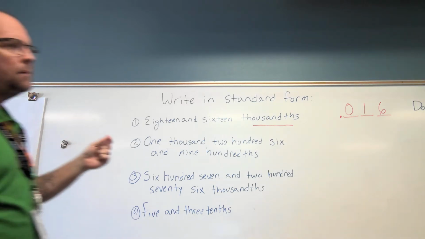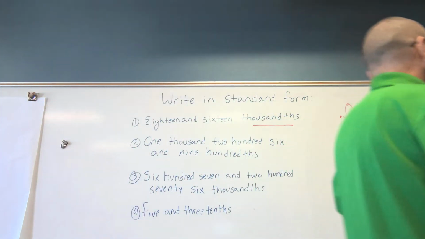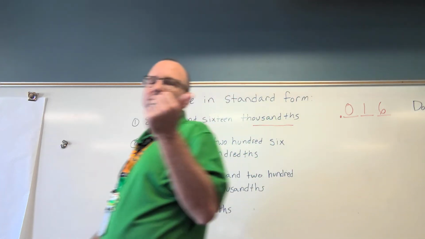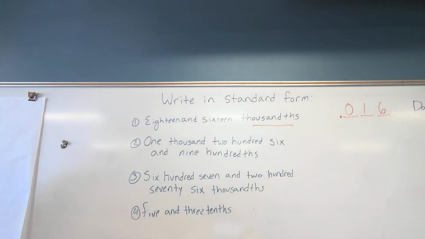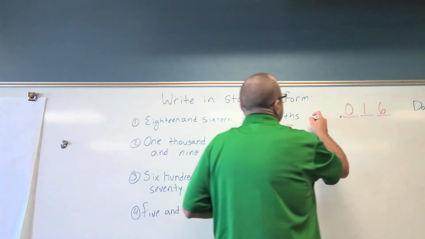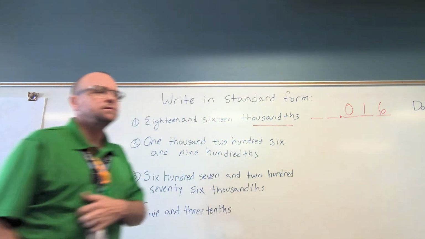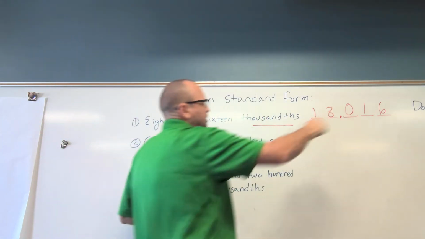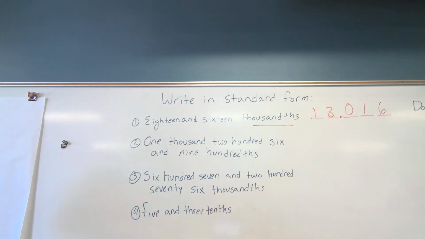If you figure out how many numbers behind the decimal point there are first, it's going to be easier to make it say the right thing. How many digits in front of the decimal point, Riley? 2. And what goes in those 2 places? 1 and 8. 18 and 16 thousandths.